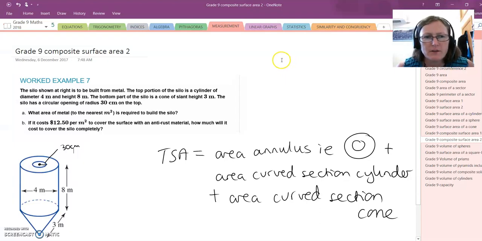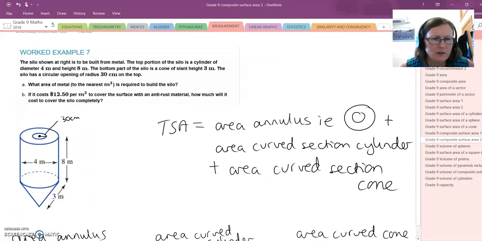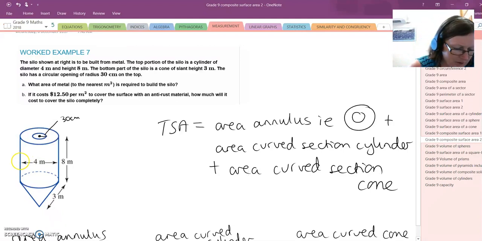Okay, this second video is another video on composite surface area. We can see here that there's a silo at the right to be built from metal. The top portion of the silo is a cylinder of diameter 4 meters and height 8 meters. So diameter 4, height 8.